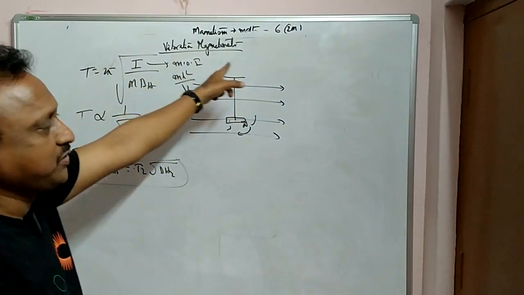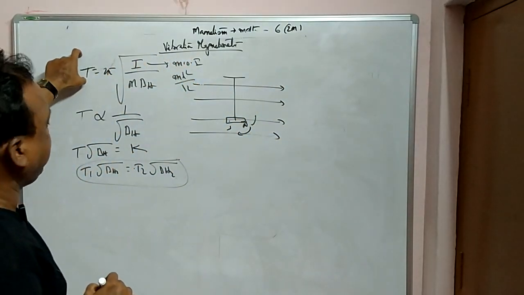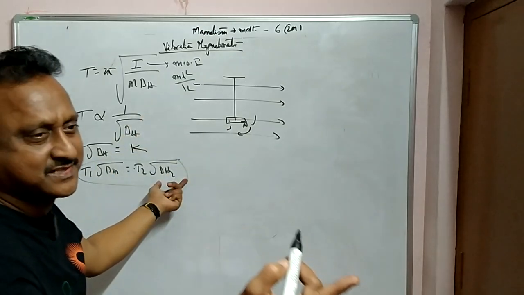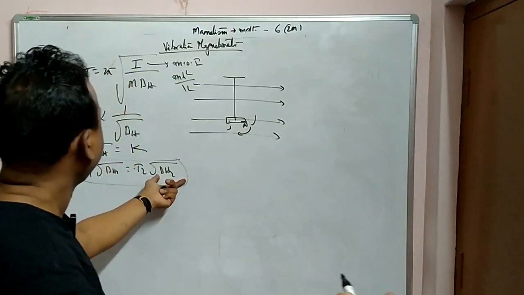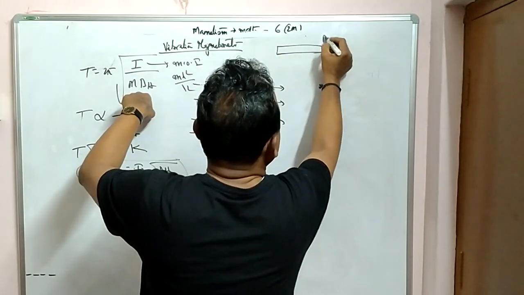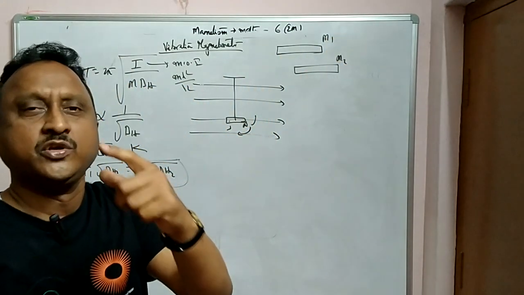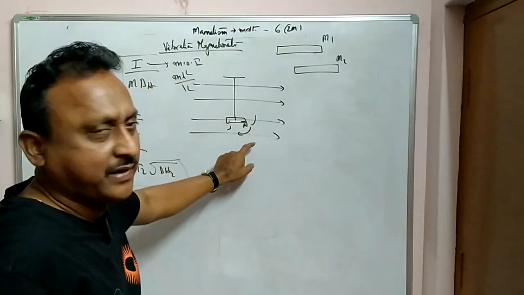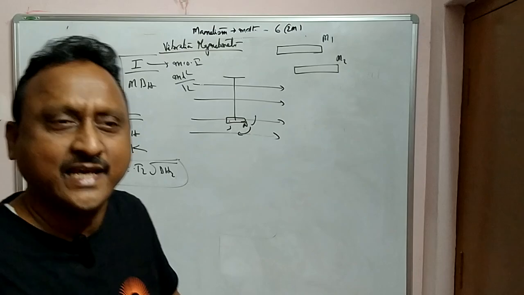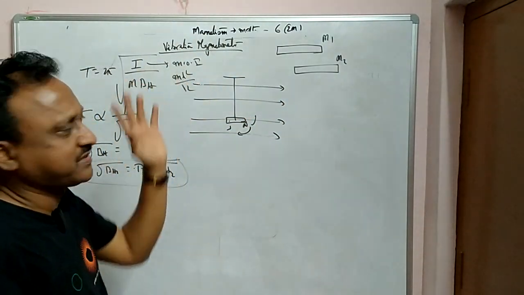What are the main uses of the vibration magnetometer? By using this, you can find the time period. You can find the Earth's horizontal field at different places. You can compare the magnetic moments of two given bar magnets, whose values are M1 and M2. When two bar magnets are given, you can compare the time periods by this experiment using the formula 2 pi root over I by MBH. These are the main uses of the vibration magnetometer.